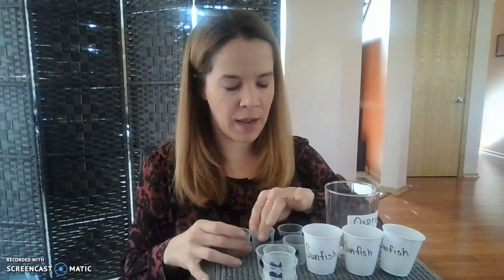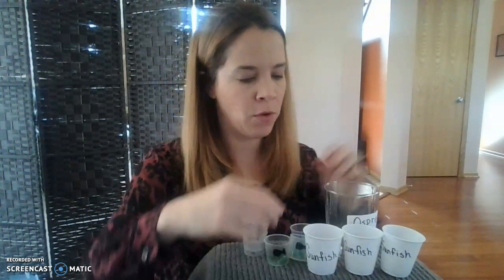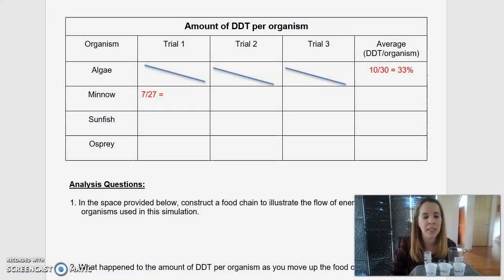And again, I'm going to have some left over. Okay, so those are left over. So there's my 3 sunfish. And now I'm going to go back to my data table and record the amount of DDT.